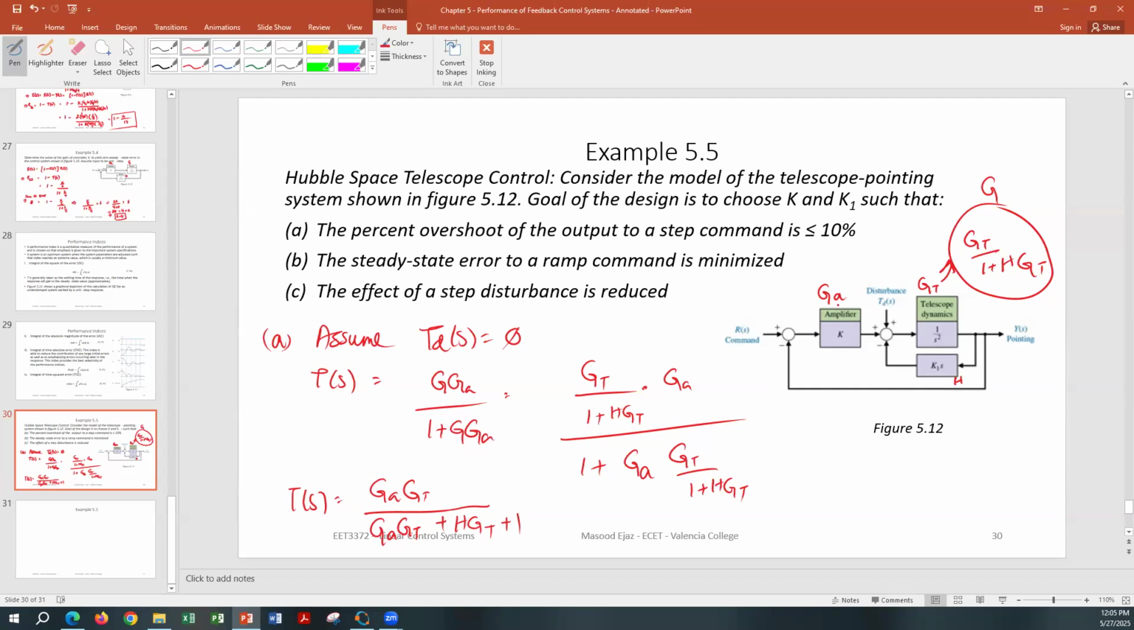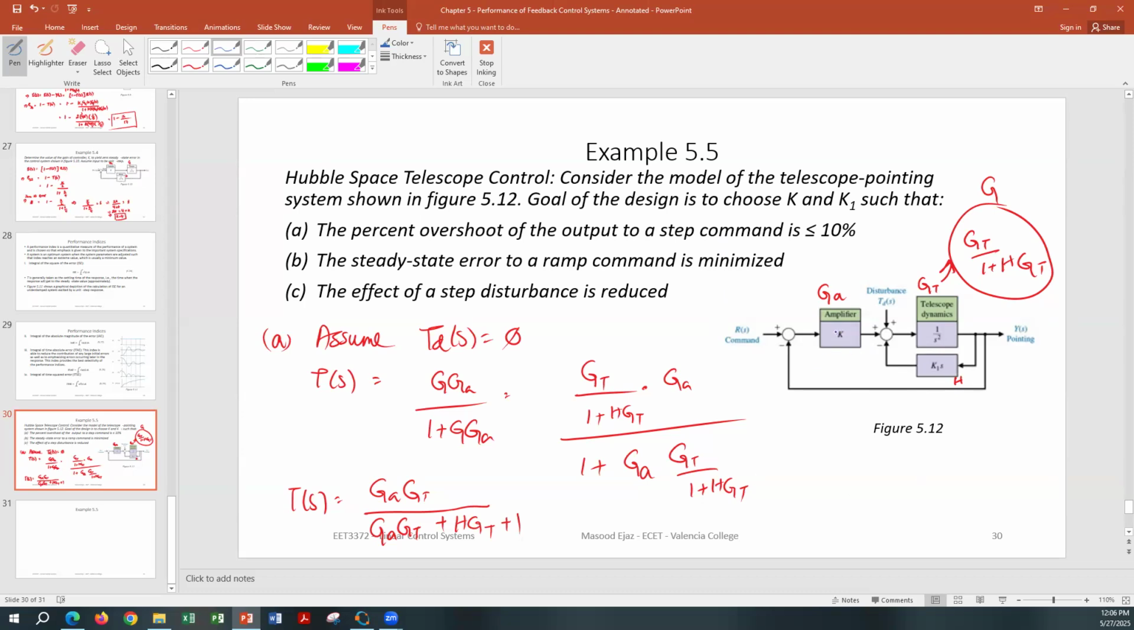And then, oh, I did not put down the specific functions of GA and GT. Let me see what they are. So, what are those functions? Interesting. Okay, let me figure out what those are. Oh no, this is given here. 1 over S square. Okay.